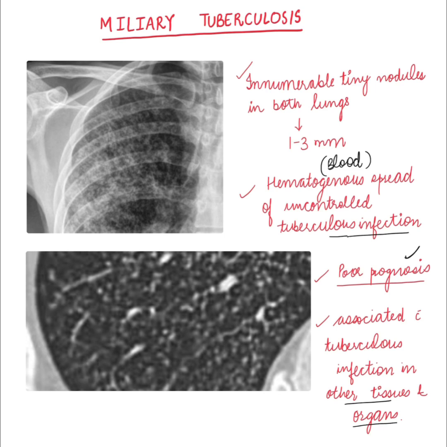On chest X-ray, you will see small tiny nodules scattered in both lung fields. Here also you can see multiple tiny nodules. These small tiny nodules seen in bilateral lung fields are typically seen in miliary tuberculosis.